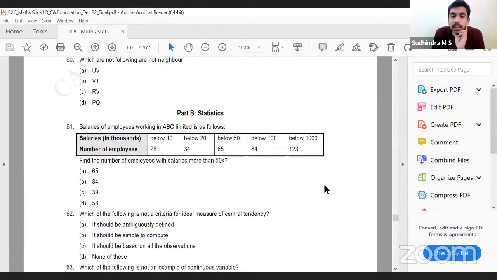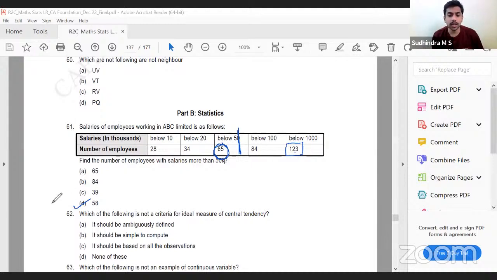Salaries of employees working in ABC Limited is as follows. Find the number of employees with salary more than 50,000. Sir, 58. Correct. Salary below 50,000, 65 people. Totally, there are 123 people. This is cumulative frequency again. 123 minus 65, 58.